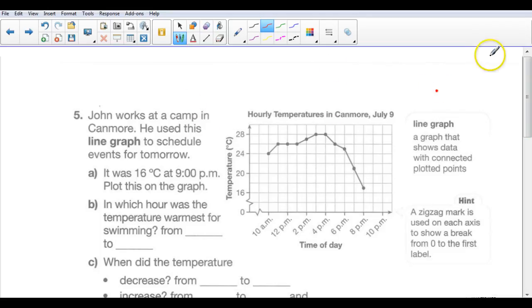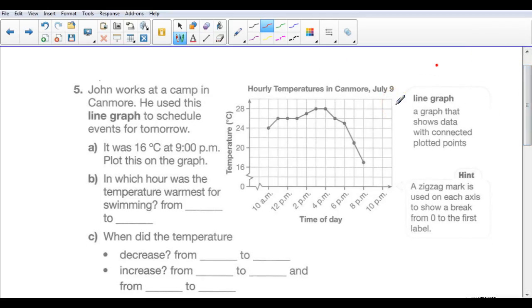Okay, number 5. John works at a camp in Canmore. He used this line graph to schedule events for tomorrow. So here's the title of the graph. It's hourly temperatures in Canmore on July 9th. You can see that he starts roughly at 10 a.m. is where he started recording, and he finished recording at 8 p.m. Okay. On this vertical axis, he has the temperature in degrees Celsius. On the horizontal axis, he has the time of day.